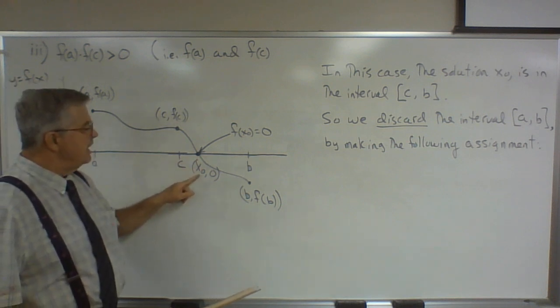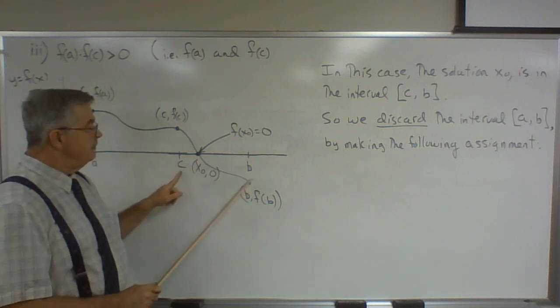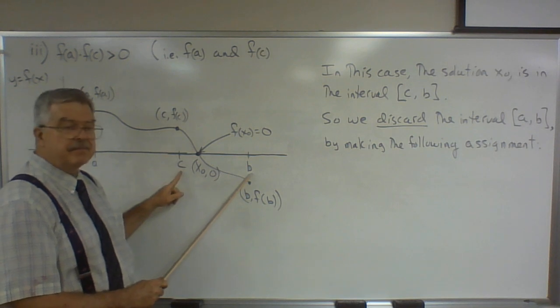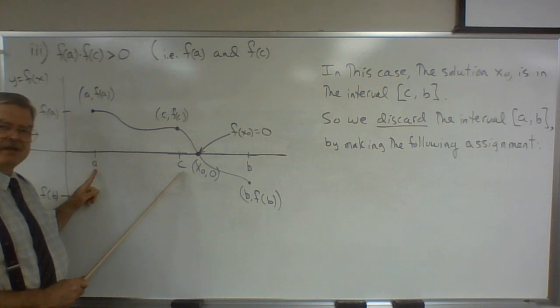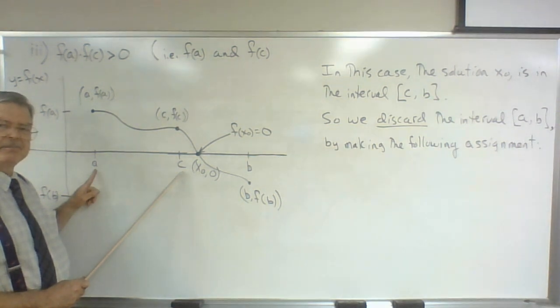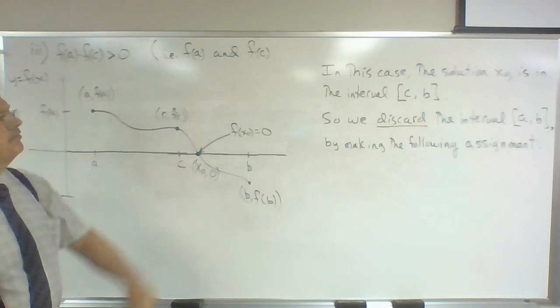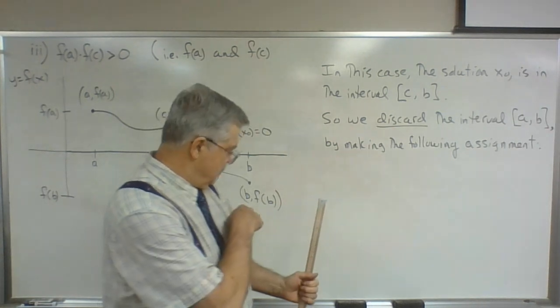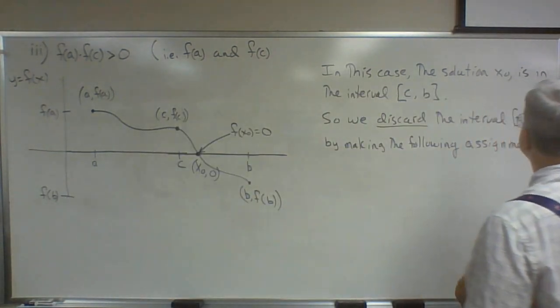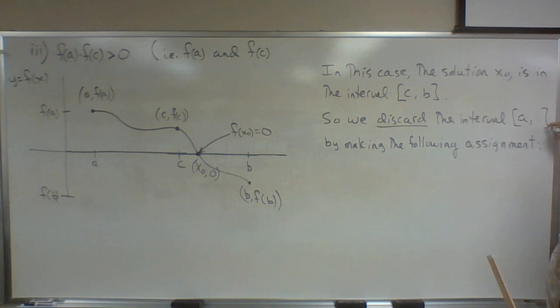Our solution, x of naught, is in the interval from C to B. So what do we need this interval, A to C, for? We don't need it, do we? We do not need this interval. So why not just throw it away? We discard the interval, we discard the interval AC.